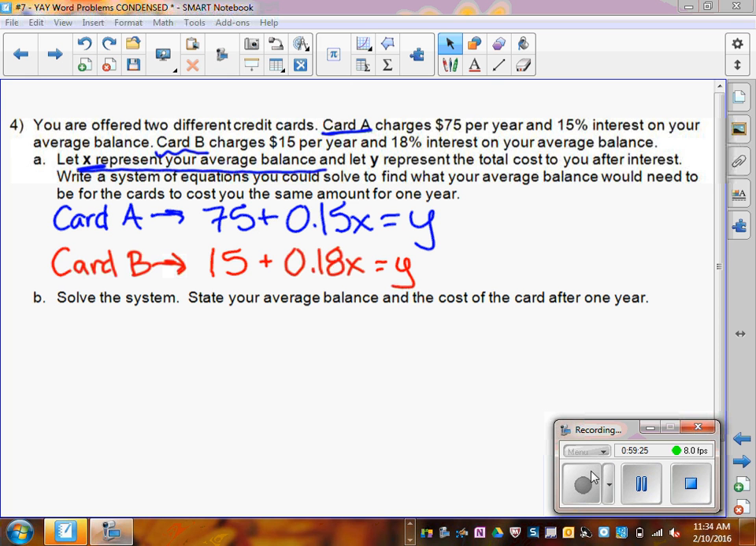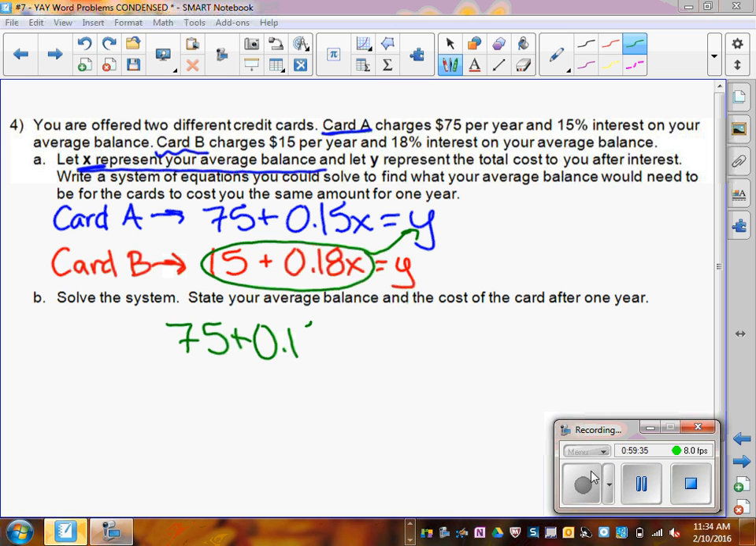My recommendation would be substitution. It's already solved for y, so take this whole thing and substitute in for y. So we have 75 plus 0.15x equals 15 plus 0.18x. Then go ahead and subtract and move your x's together and get your constants together. Solve for x, substitute back in, solve for y. So you go and give that a try, and then I'll write up the answer up here for you to check and see if you got it right. Also, remember the key for the notes is posted on Blackboard. You can always check your work with that as well.